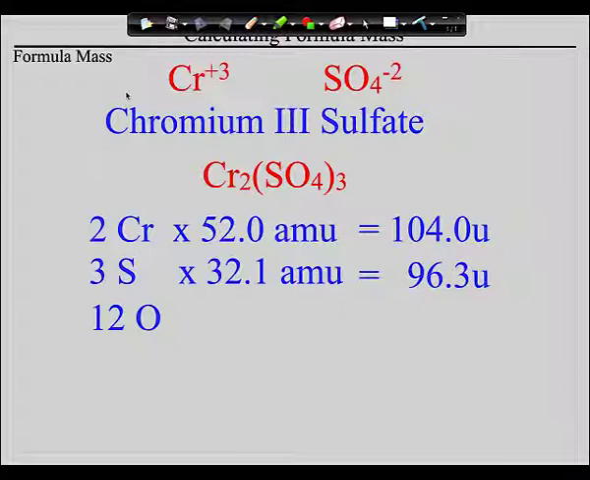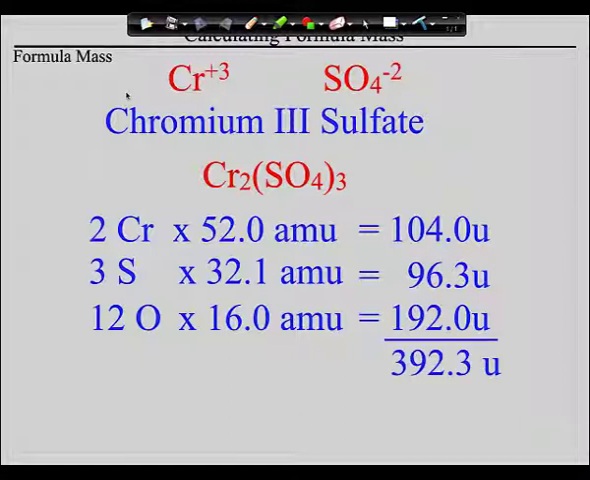Speaking of oxygen, guys, oxygen has a mass of 16. 12 times 16 is 192. And then, guys, we do the math. And again, remember, we are observing significant digit rules here in that we're conserving decimal places, and the mass of this is 392.3.